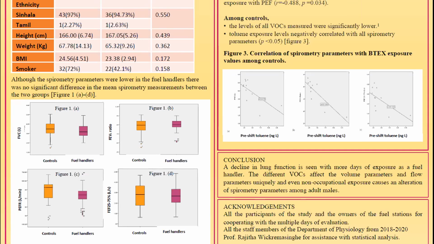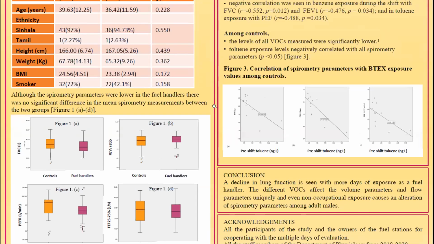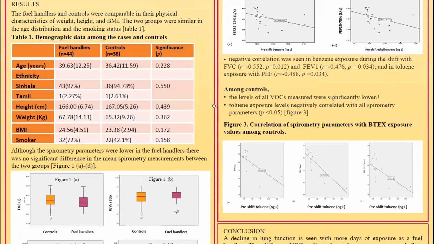Can you go to that slide? Why do you distinguish ethnicity? What are you trying to get at? Ethnicity affects lung function, but we don't have proper studies in Sri Lanka for the Tamils and the Sinhalese. So we used this to show that both groups have more or less similar ethnic composition.